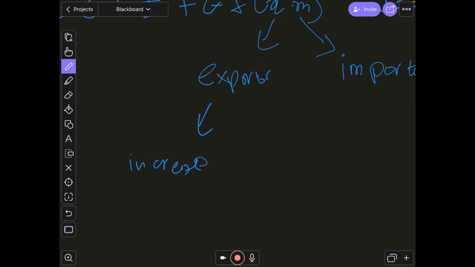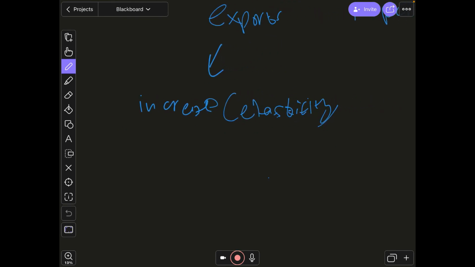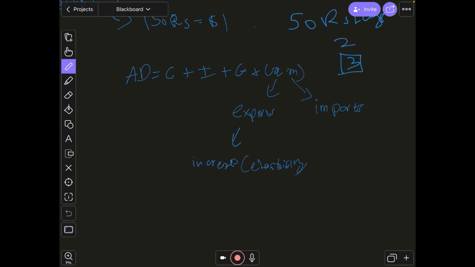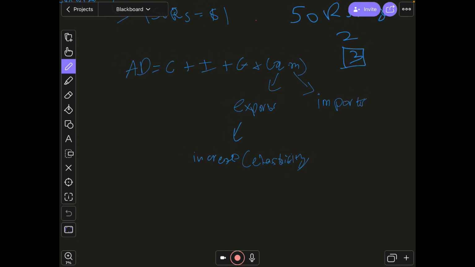But this obviously depends on the elasticity of our exports. If the demand for our exports is, well, let's say elastic, then obviously it will increase. But if it's inelastic, then it will increase, but not by the same proportion. So this is one thing.